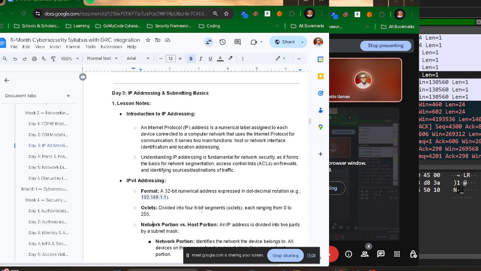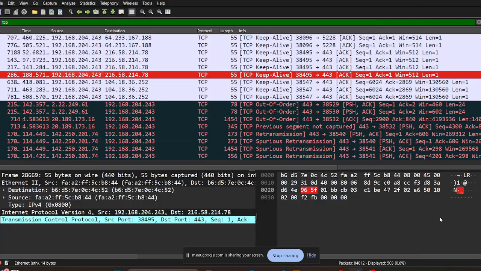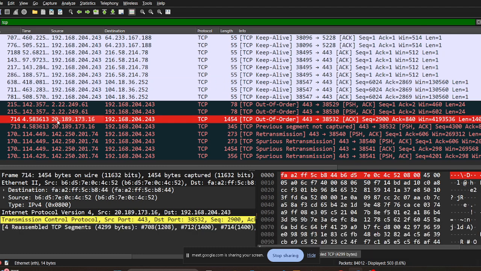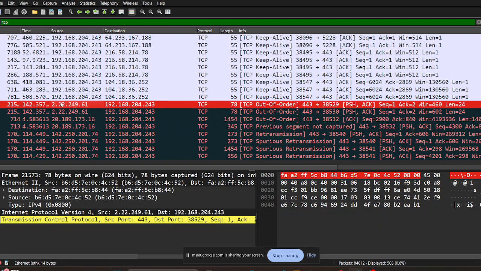So the 8 bits is called an octet. Octet, right? The number ranges from 0 to 255. As you can see here, this IP address is starting from 20.189.173.116, right?